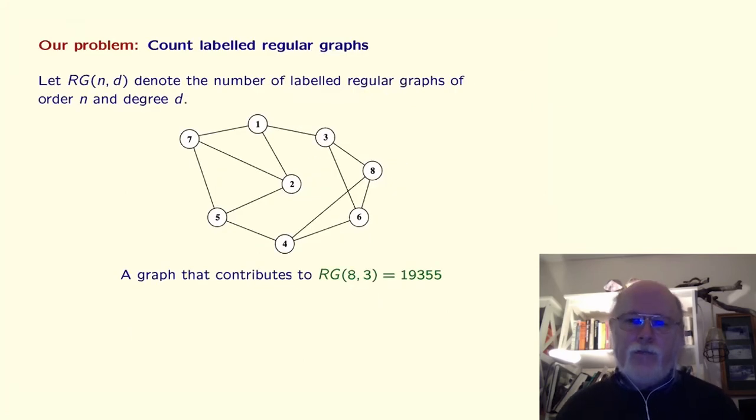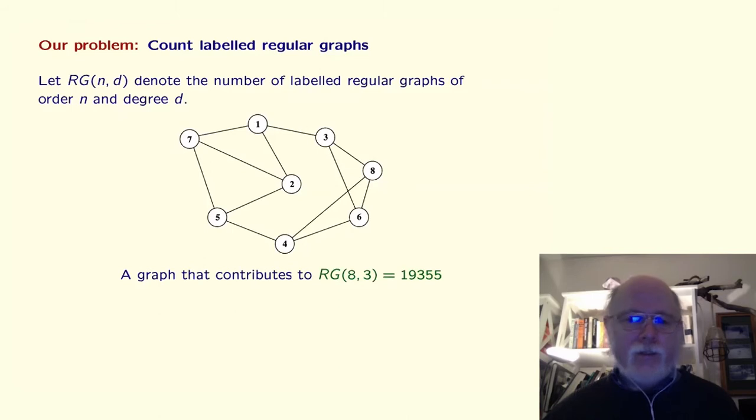So the simplest version of the problem is how many regular graphs there are. I'm only going to talk about labeled regular graphs. RG(n,d) is the number of regular graphs of order n and degree d. And there's an example of one with order 8 and degree 3. So the number of regular graphs of order 8 and degree 3 is 19,355.